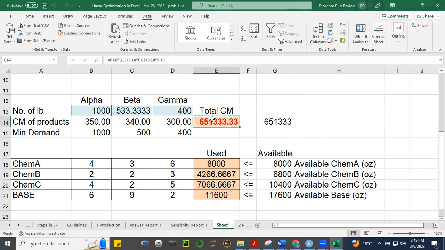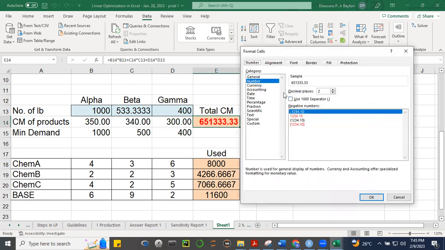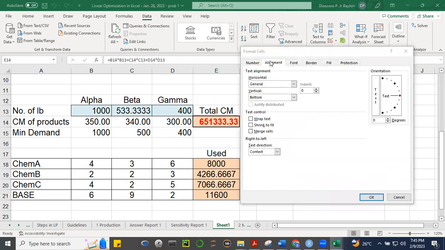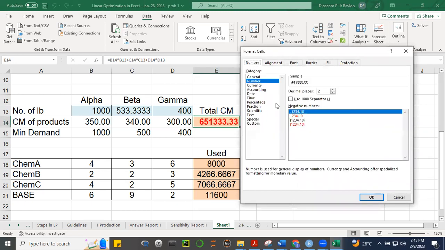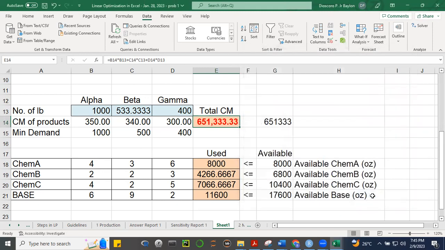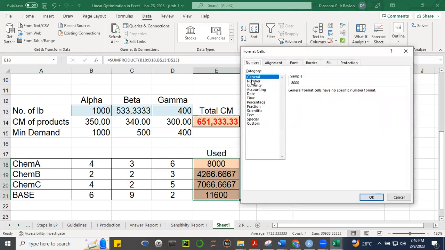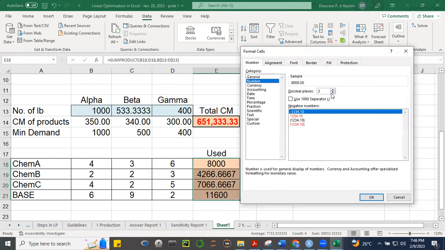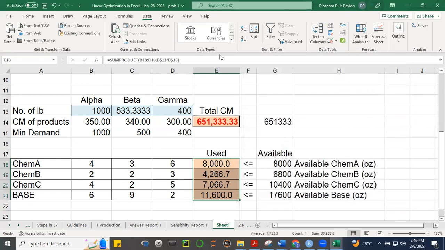Let me just format this. Number, I'll just use a separator. Okay, 651,333. Then maybe this also. Maybe just choose one decimal place, and then separator. All right. So, okay, thank you. All right, good. Thank you so much, class.